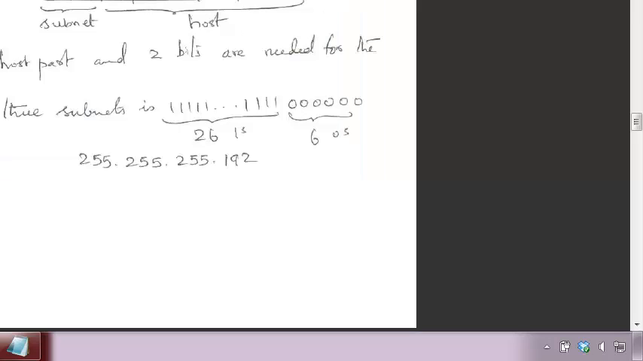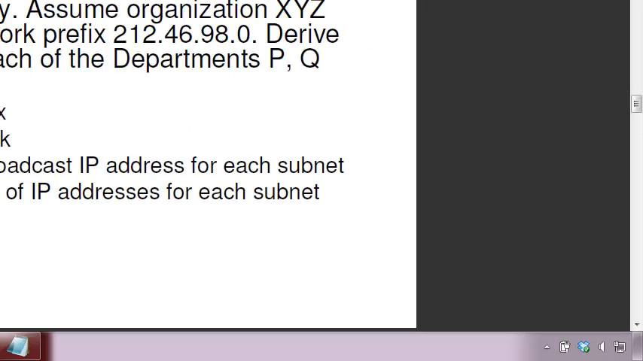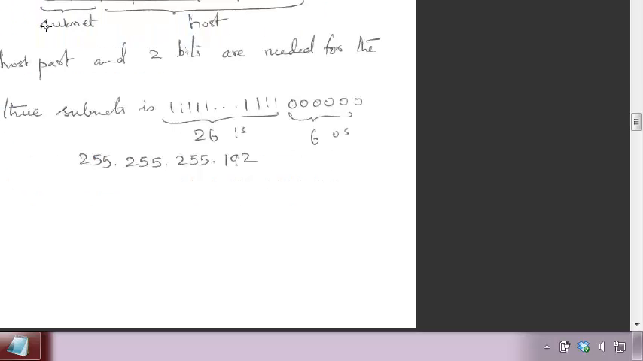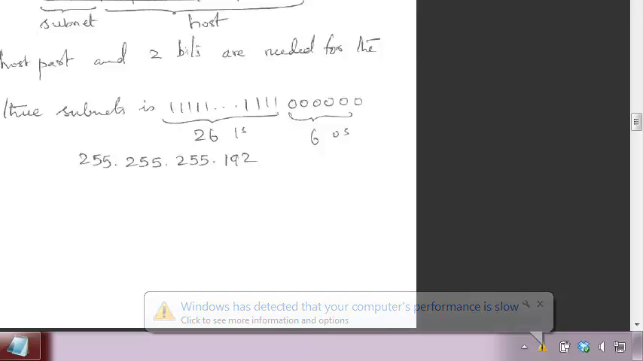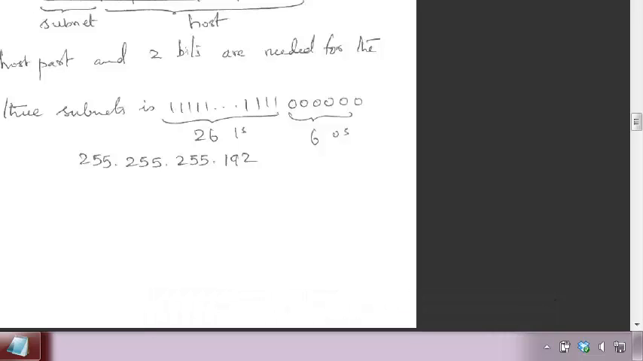So this is our class C address that I gave you, 212.46.98.0, so the last 8 bits. We are going to use not all the 8 bits for the host part, we are going to use only the maximum among 5, 4 and 6, which is 6 bits, right? So we are going to use only the last 6 bits for the host part.